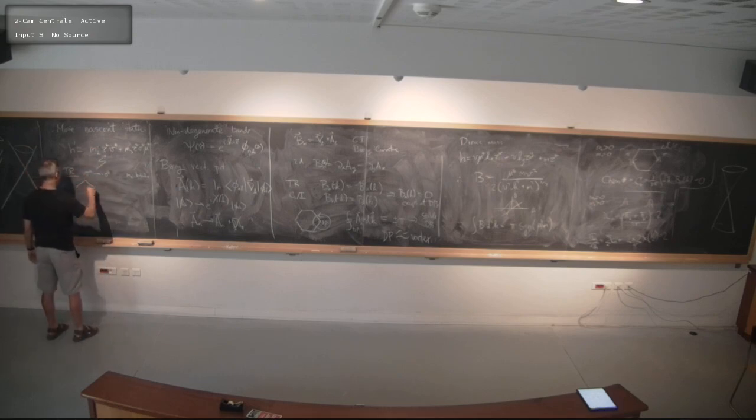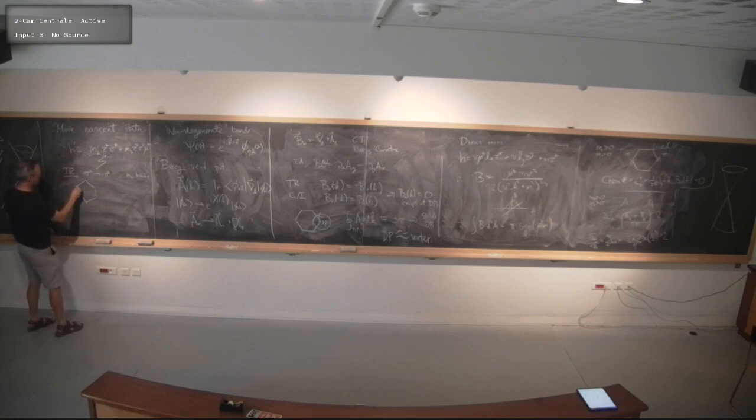So going back to our real space picture, we're putting more up spin electrons here and more downspin electrons here. This is just an anti-ferromagnet.